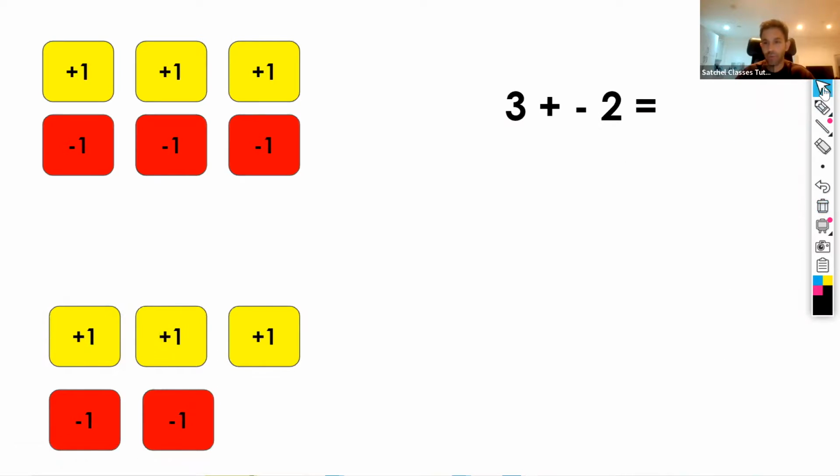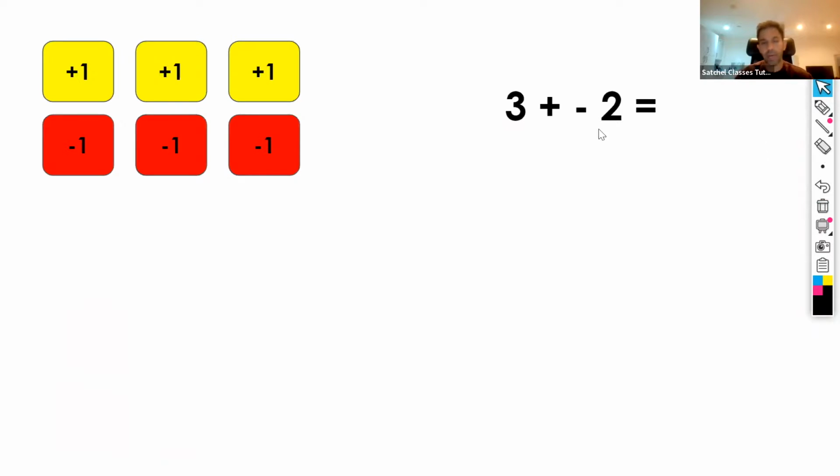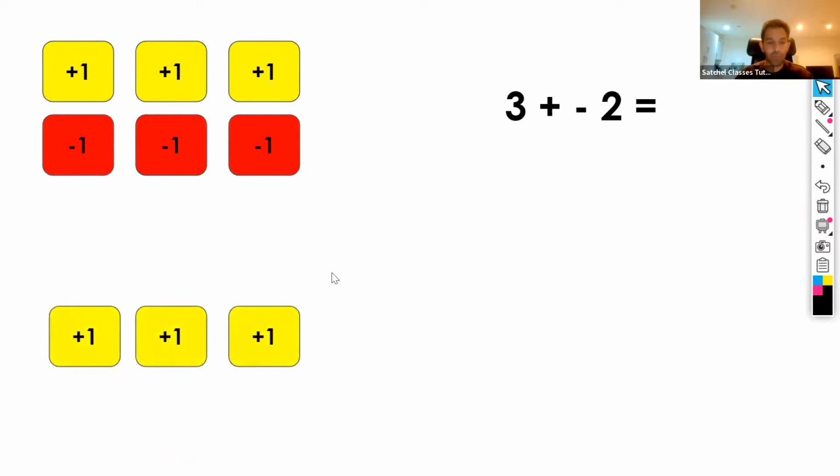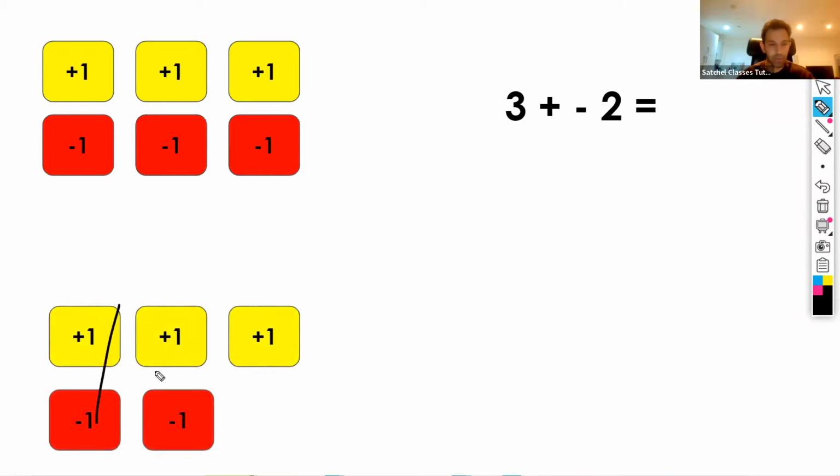So I'm just going to demonstrate this one more time. So again, we're starting with 3, and then we're adding 2 red blocks. So we're adding minus 2. What we end up with is 2 pairs of 0 pairs. So what we have is 1 left. So 3 plus minus 2 is the same as 3 minus 2, which is 1.